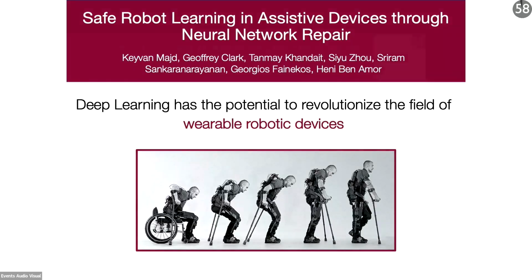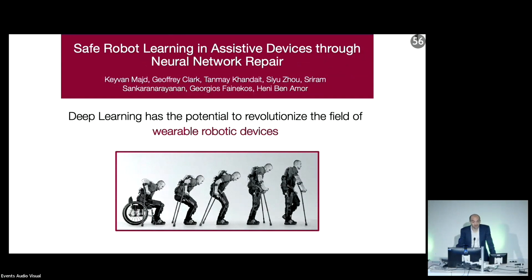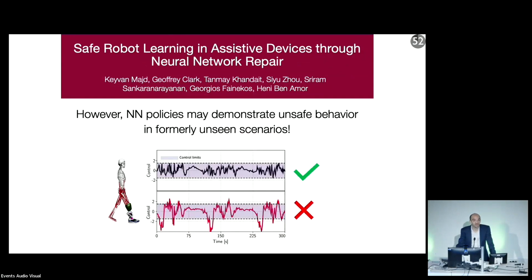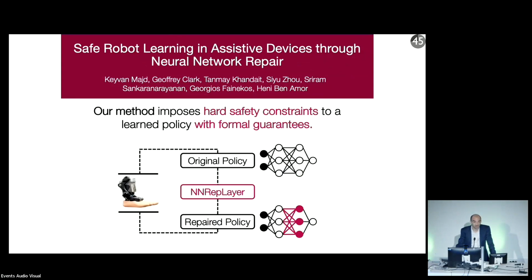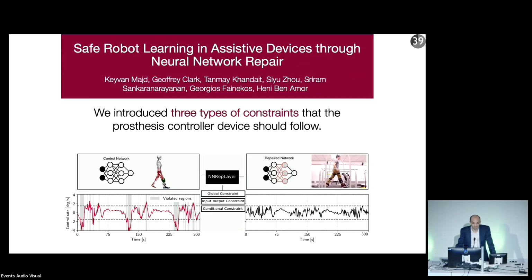I'm from Arizona State University, and this work focuses on learning neural network policies for safety critical applications, such as wearable robotic devices. What we want to make sure is to learn neural network policies that are safe for humans to use in human-robot interaction scenarios. The way we do that is through a process called neural network repair. You give us an unsafe neural network with safety specifications, and we, in a global optimization process, turn this neural network into one that is safe for the human to use.